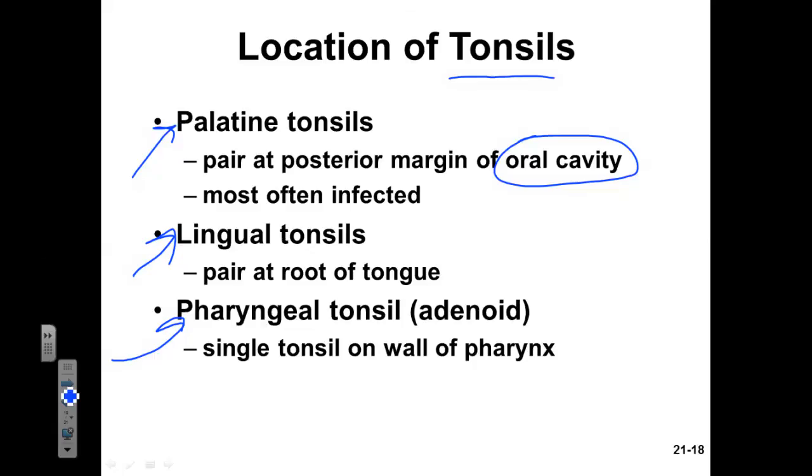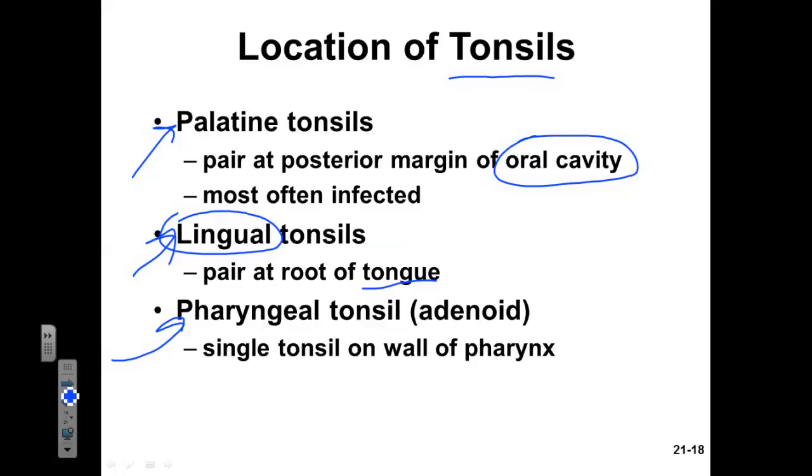We have lingual tonsils. When you think lingual, I want you to think of the organ that we use for language. That is our tongue. So lingual has the root word for language in it. That is going to be associated with our tongue. The lingual tonsils are very infrequently removed. They typically don't cause a lot of problems for us.